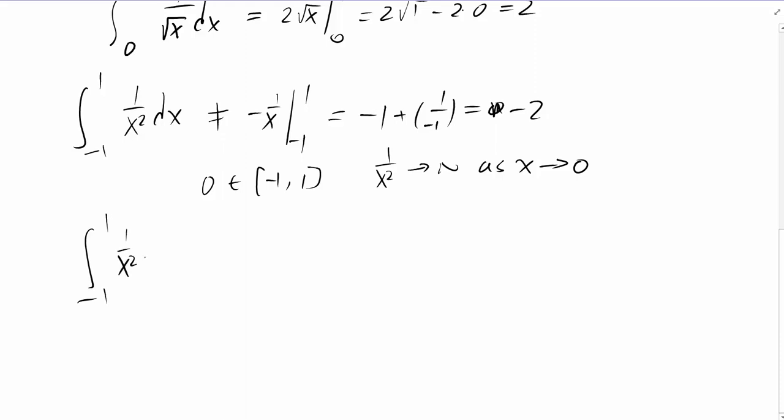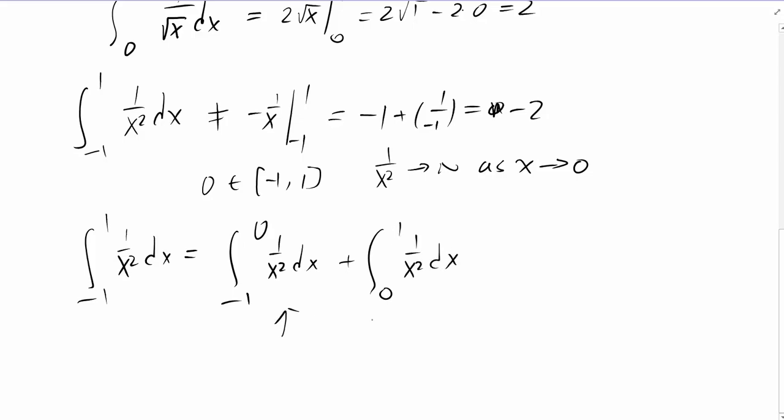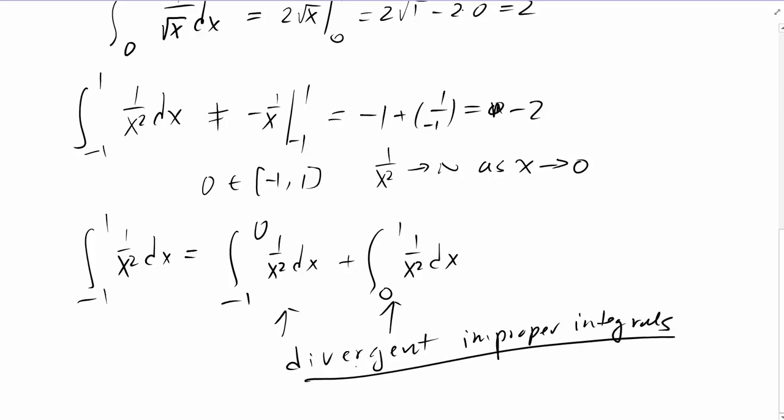The integral from -1 to 1 of 1 over x squared dx is equal to the integral from -1 to 0 of 1 over x squared dx, plus the integral from 0 to 1 of 1 over x squared dx. And both of these integrals diverge. Because these are improper integrals, they are divergent improper integrals. So be very careful if we have an infinite value within the interval we are integrating a function.